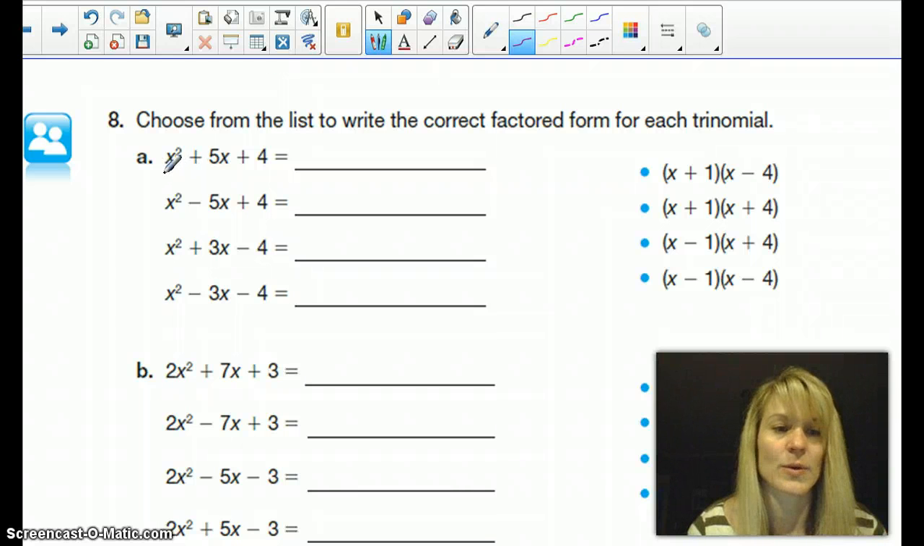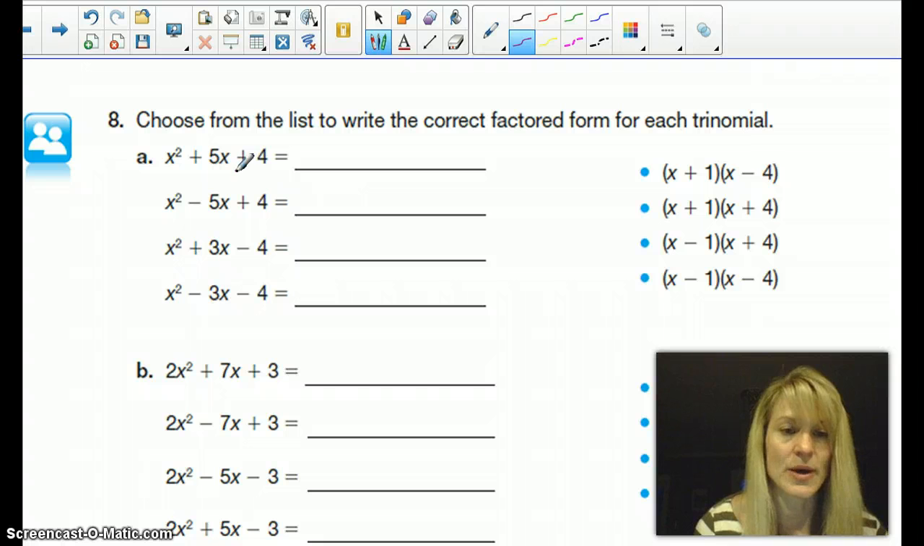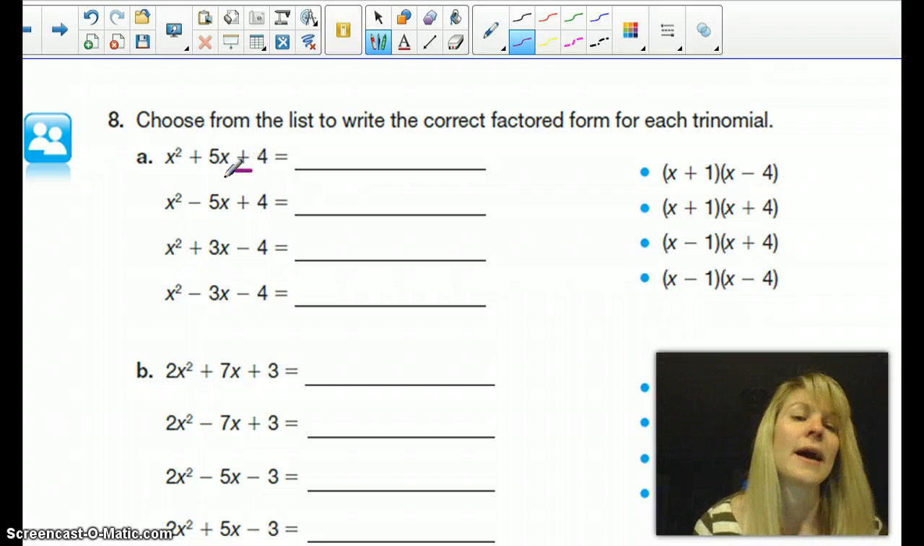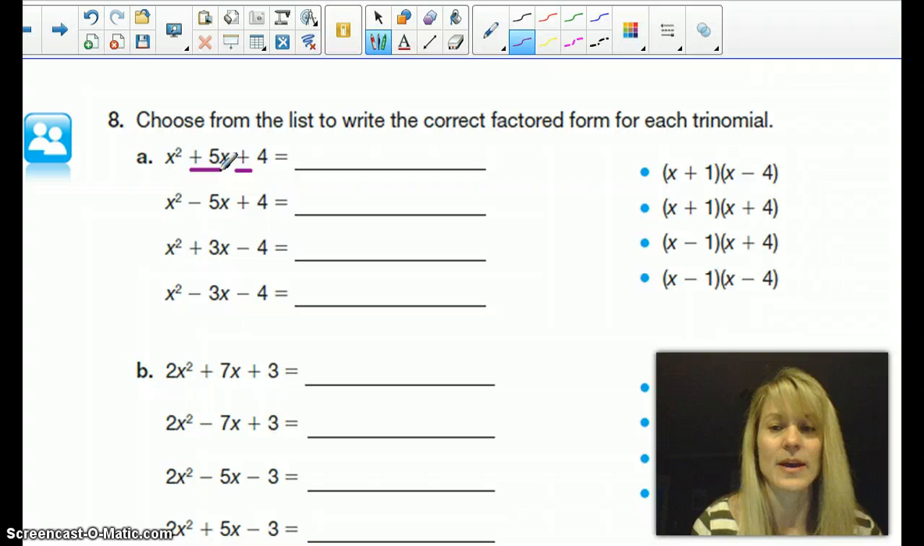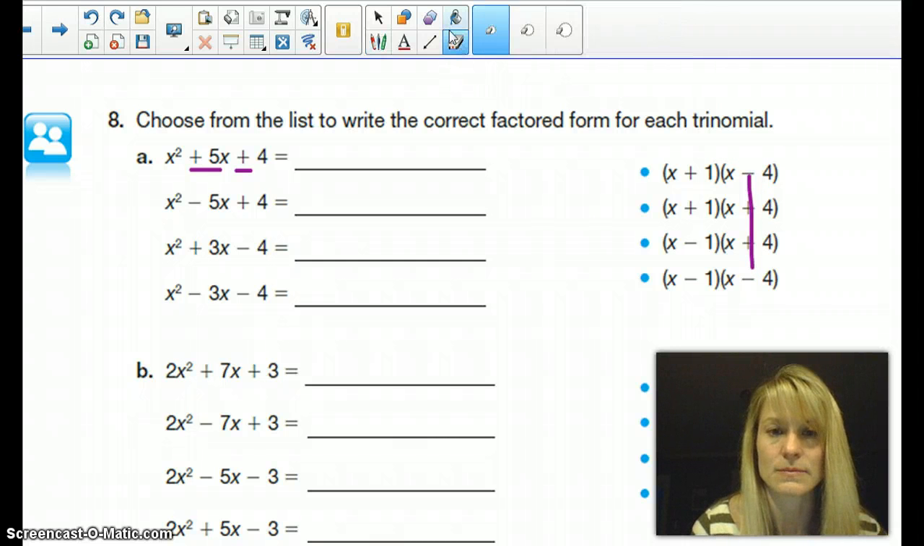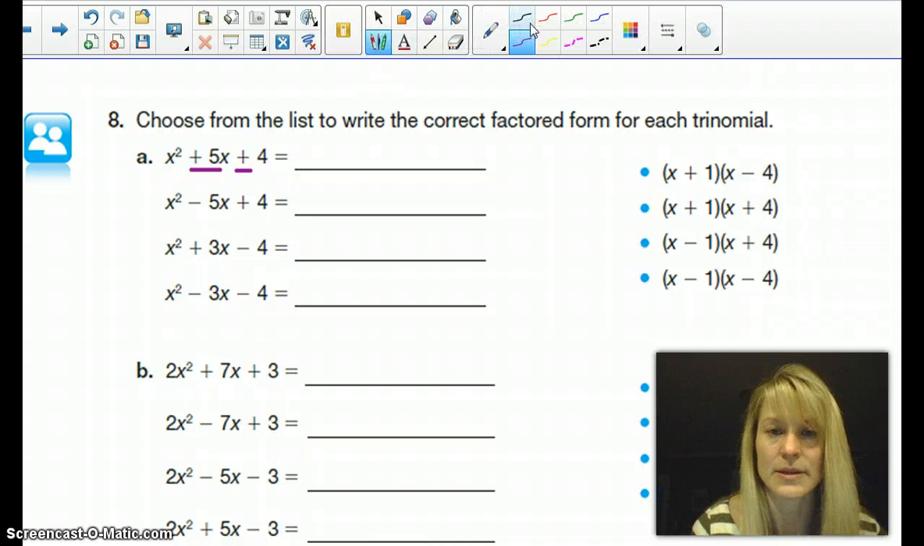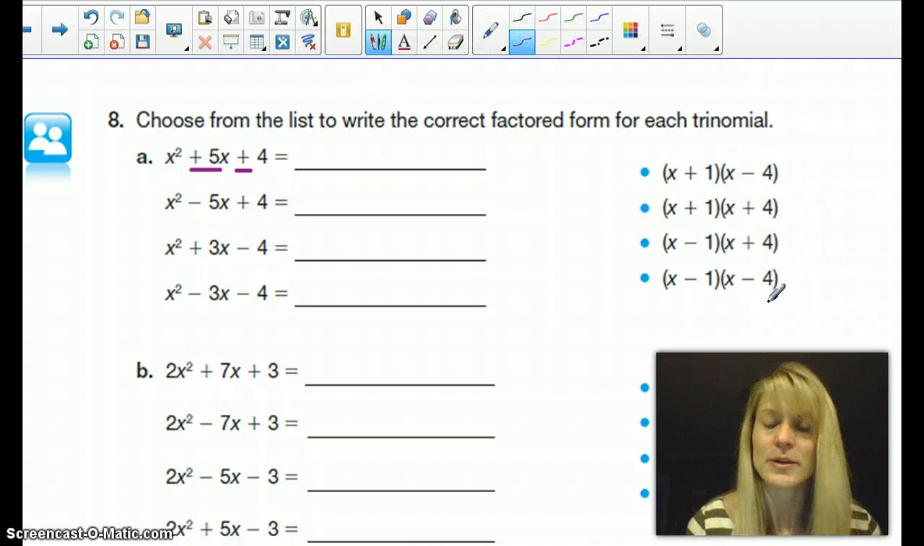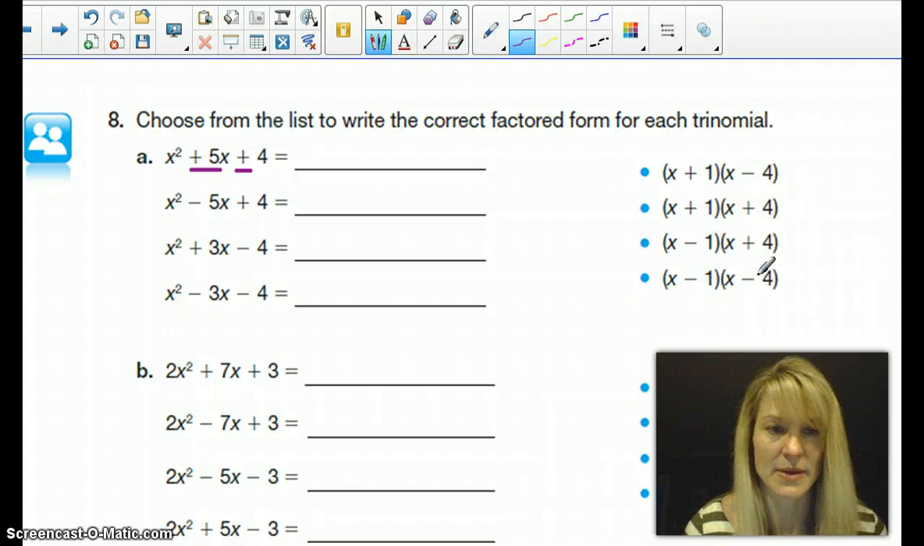So looking at here, we know we have an x squared. We know we have a 4. Here, this has to equal positive 4, okay? And then it has to add to positive 5x. So automatically, that's going to rule out this one because there's a negative 4. And it's going to rule out the bottom one because that has a negative also. Oh, actually, no. This has a negative times a negative. That makes it a positive. So this could be a possibility.